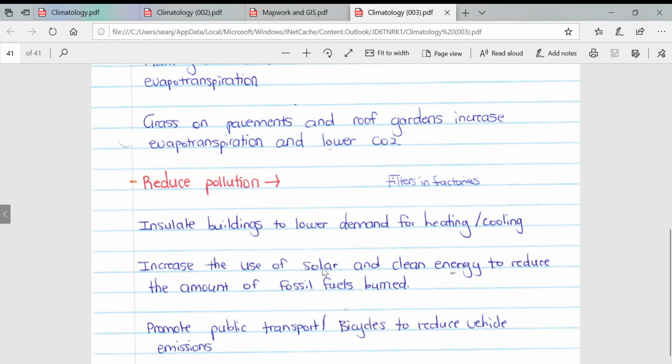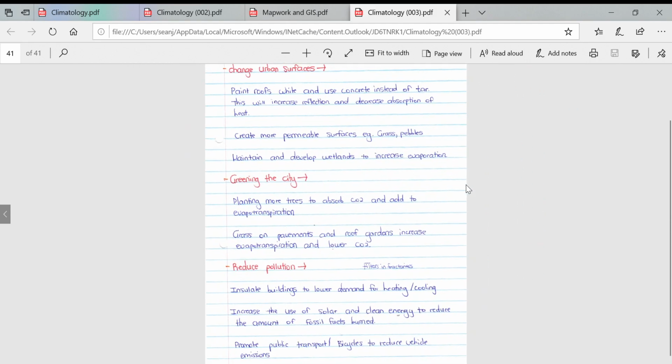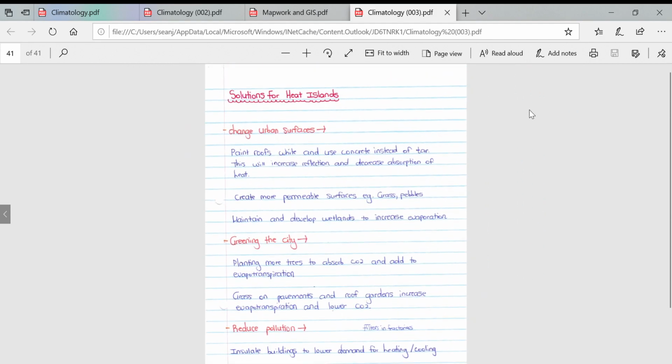Insulate buildings to lower the demand for heating and cooling during the different seasons. Increase the use of solar and clean energy to reduce the amount of fossil fuels burned. Then also promote public transport and bicycles to reduce the number of vehicles on the road and thereby decrease vehicle emissions. That concludes the video on urban climates, forming part of the climatology section for geography.